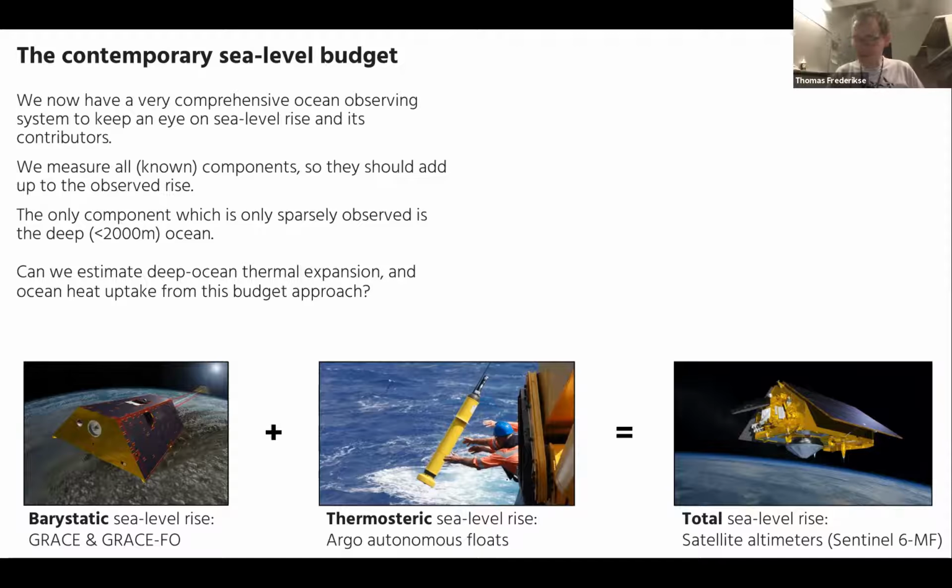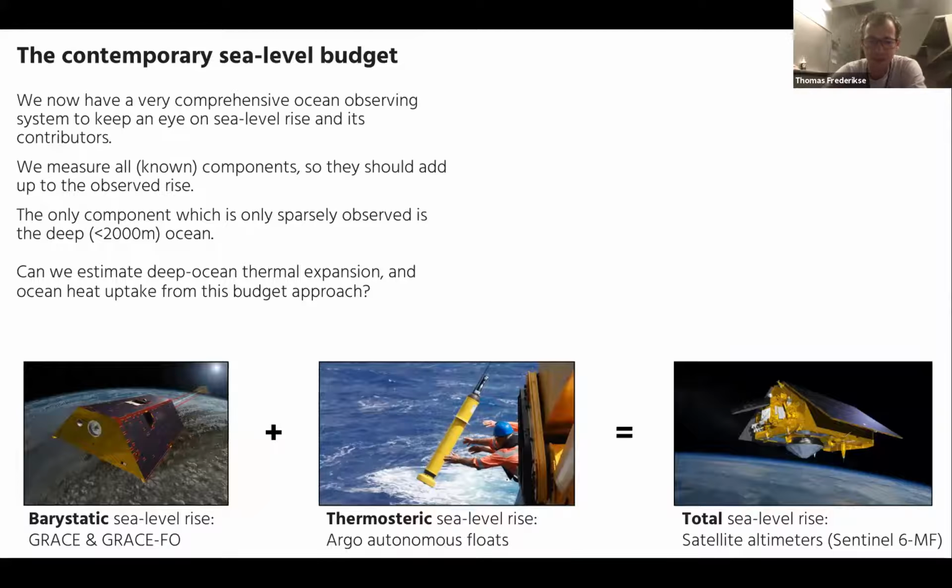And we're currently in what's sometimes called the golden age of sea level observations, where we directly measure all the components. We measure total sea level rise with satellite altimetry. Sentinel-6, a few months ago, is the last satellite in a series of satellite altimeters that measure sea level rise. And we also have measurements of barystatic sea level rise from the GRACE and GRACE Follow-On satellites that map the time-variable gravity field of the Earth, from which we can deduce how mass is moving around over the Earth's surface.